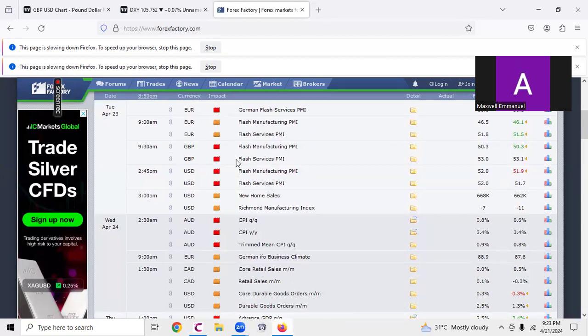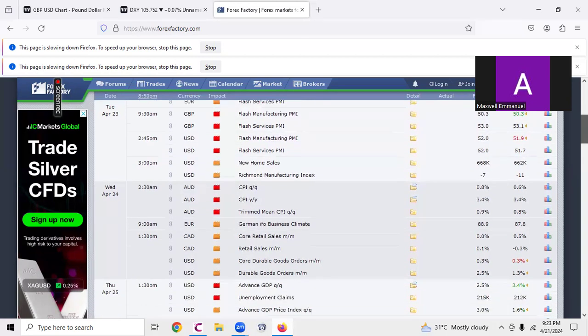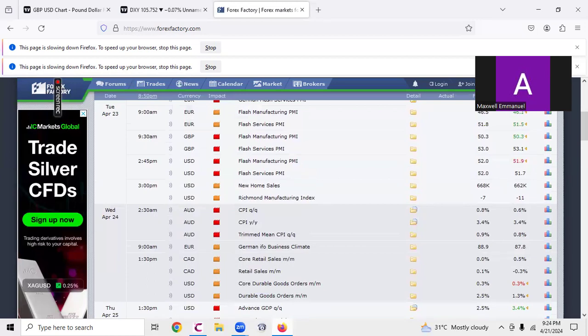Are you with me? If the news is negative, since it's the same news, flash manufacturing and flash services, so if it is negative for the pound and positive for the USD, then USD will gain value. So you should consider selling GBP USD. I hope you get that. But if both are positive, price might go in a range.